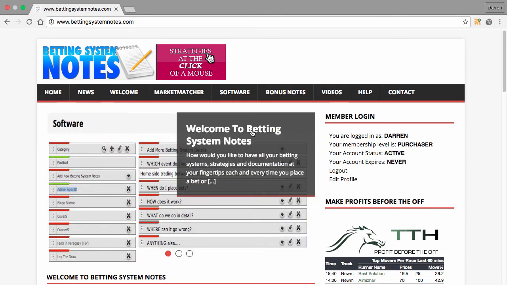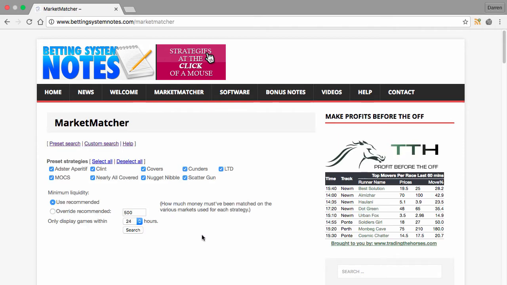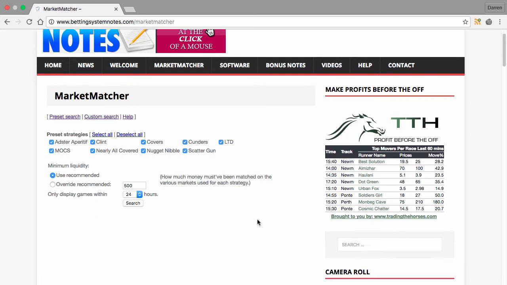So you can see here we're actually on the site itself. If I click through and go into MarketMatcher, then the software itself will load up. Again, this is not a big demonstration of the software itself, it just shows a particular aspect. But basically we've got some of the preset strategies that are in here. Like I say, these are ones that have been provided by the trading football and in-play trading, professional trading guys.